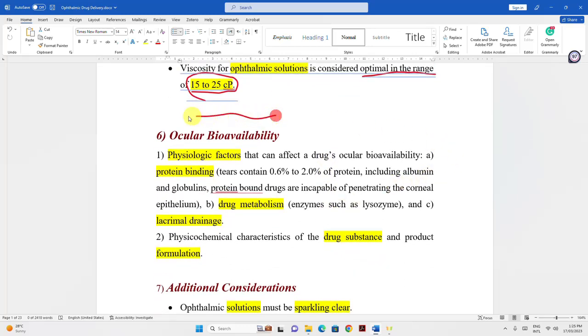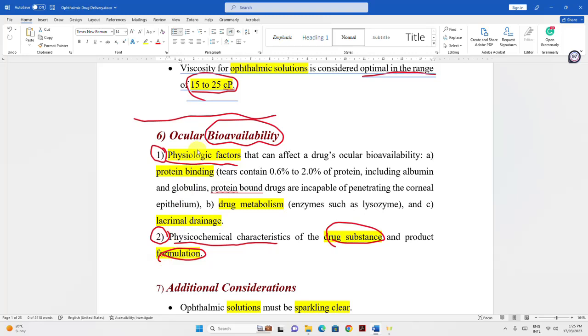Now we're going to talk about the bioavailability. What can affect the bioavailability? Two things can affect the bioavailability. One, physiological factors. Two, what has to do with the formulation, the physicochemical characteristics of the drug and the formulation. What are these physicochemical characteristics? The pH, ionization of the drug, viscosity. These are the formulation factors.